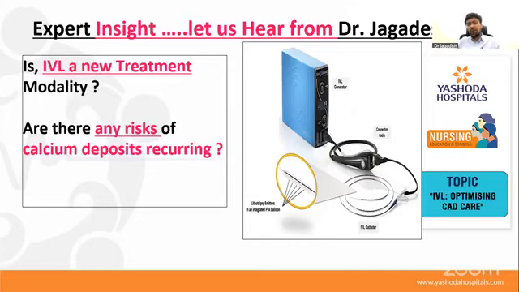So to prevent that, we have a lot of medications like statins. There are several injections, and recently another injection has come into the market, like inclisiran. These reduce the recurrence of calcium formation in the coronary arteries.